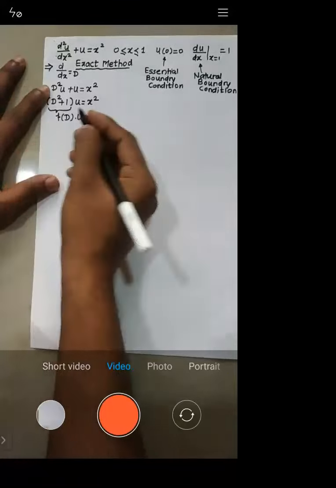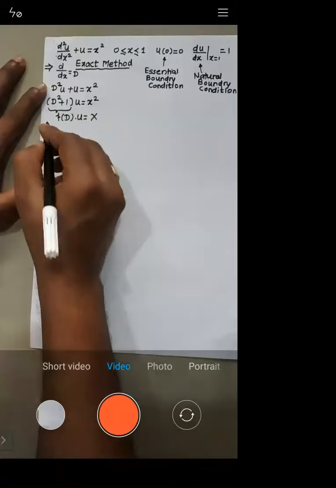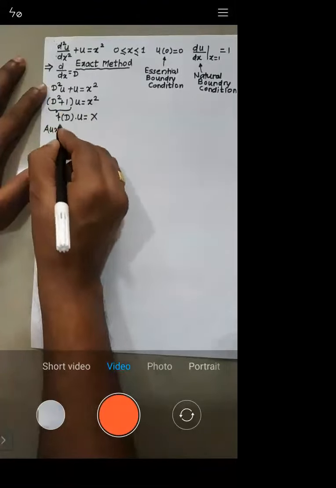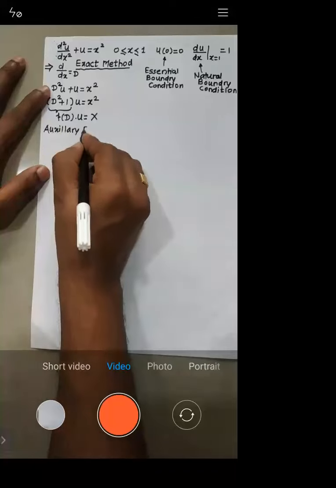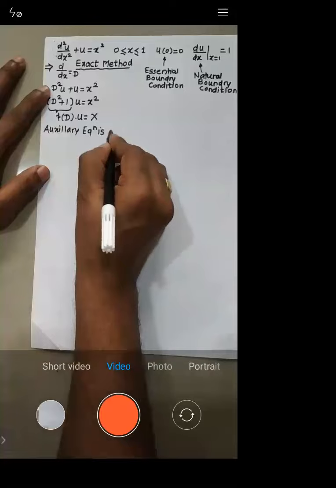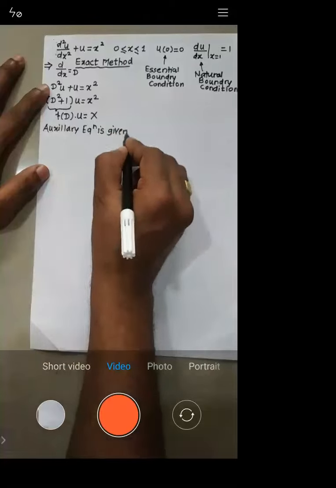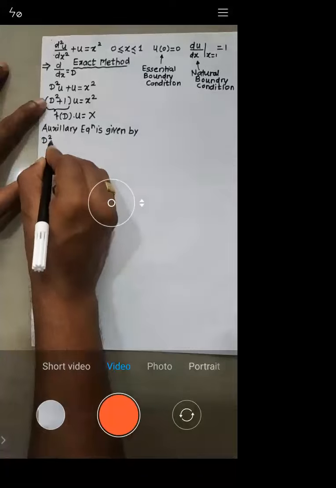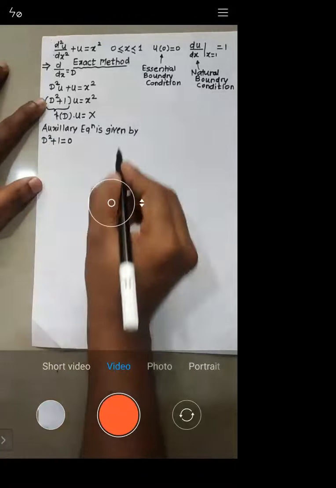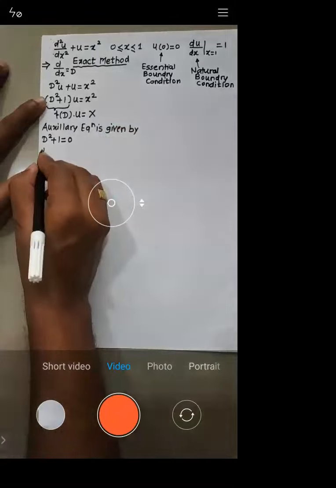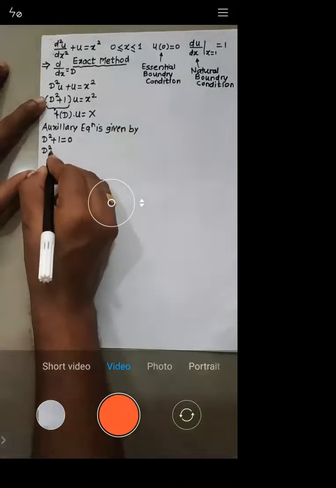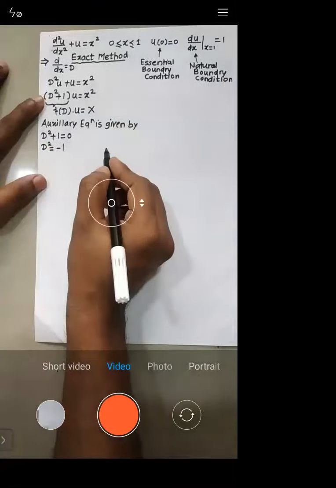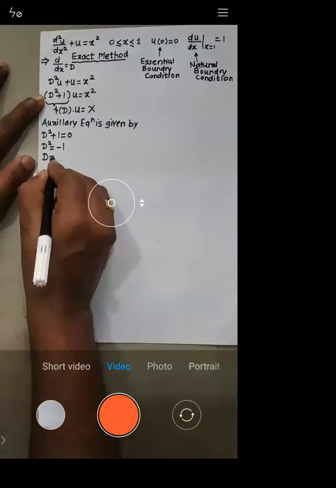Now see, this particular equation is called the auxiliary equation. What is your auxiliary equation? It is D square plus 1 is equal to 0. If you need to calculate its roots, it becomes D square is equal to minus 1. So what is D? Tell me what is D? All of you, you know about this.